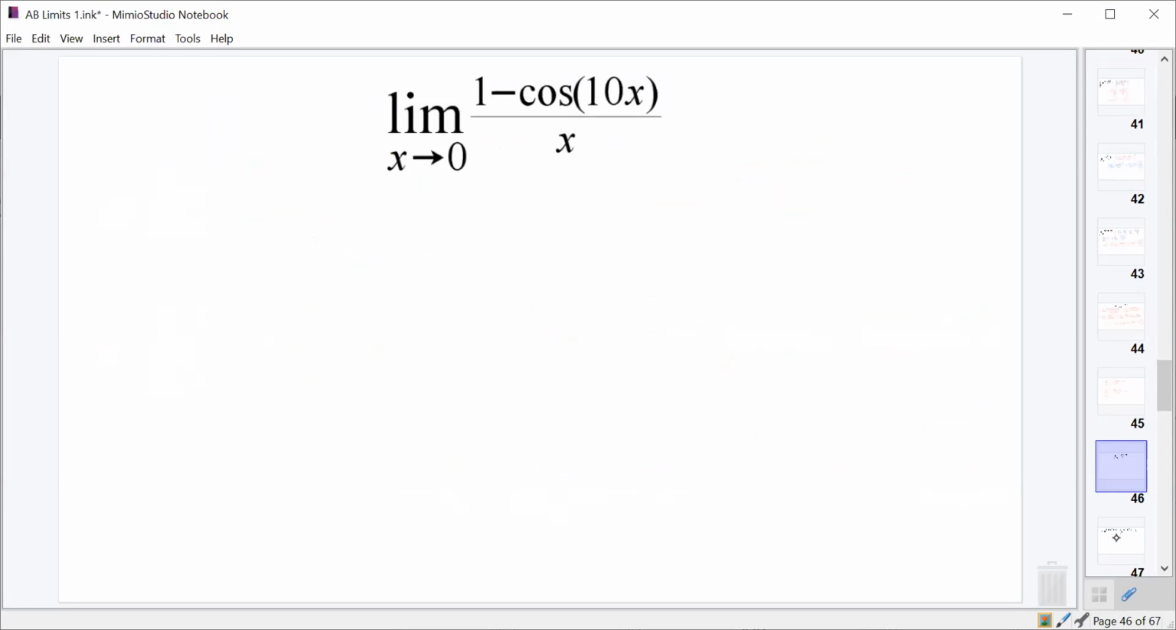All right, let's take a look at this one. Do you think we could do something similar with what we did with that sine 5x over x one with this one?